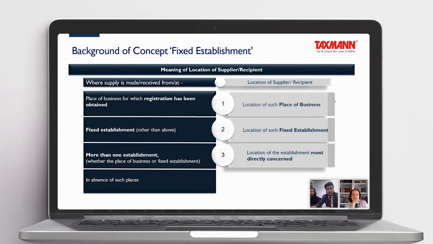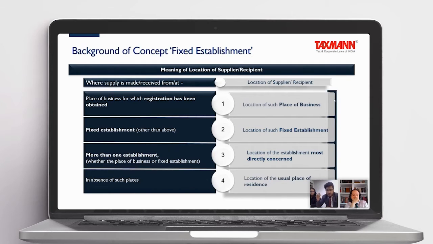The residuary clause provides that if you are not able to determine as per the above three limbs of the definition, then the usual place of residence would be called the location of supplier or recipient.